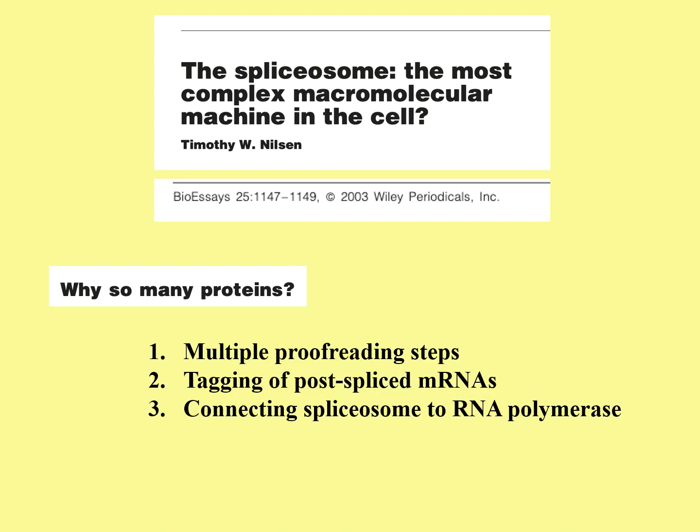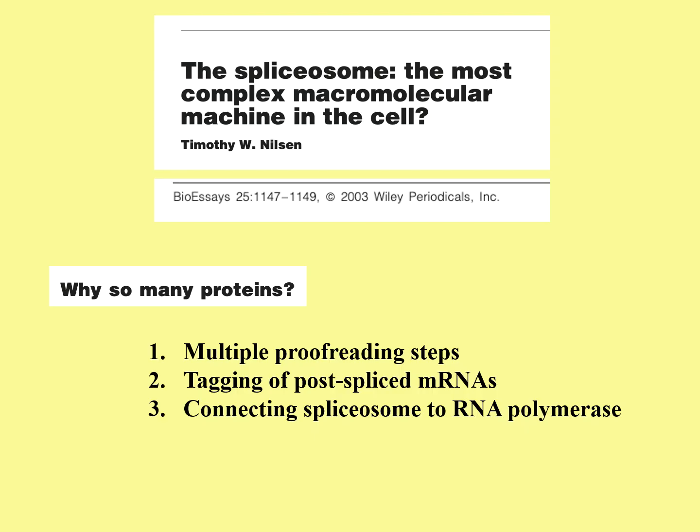A section in the article explains why so many proteins are involved. One very important aspect is that multiple proofreading steps are needed. Splicing must be very accurate. The article states that each splicing event is inspected multiple times by multiple different factors.